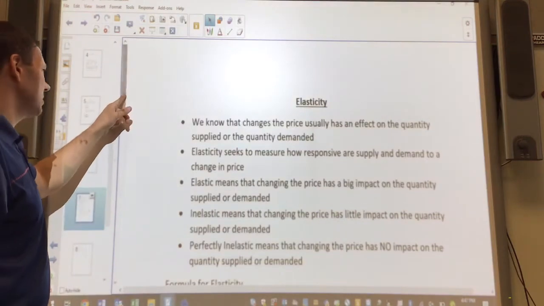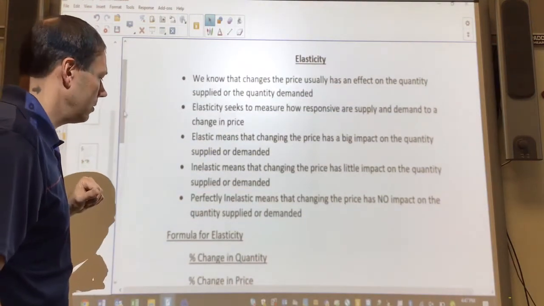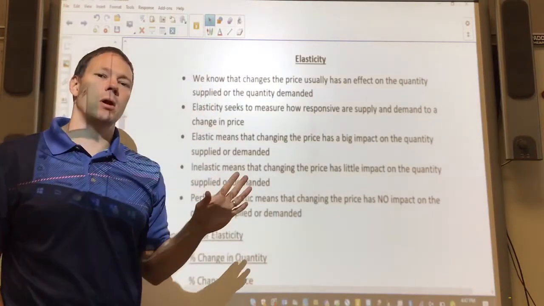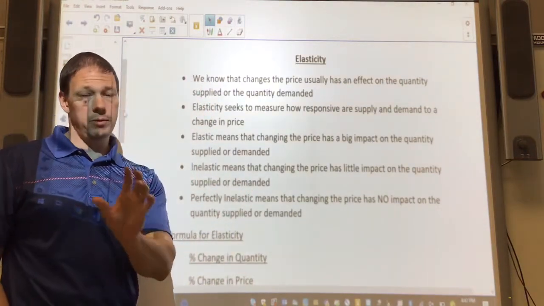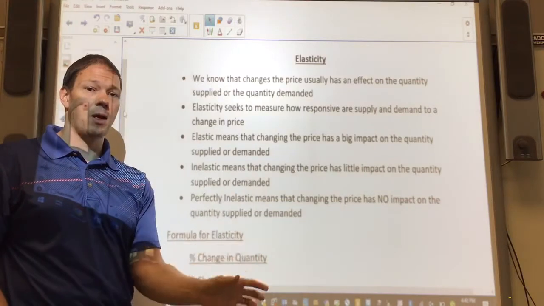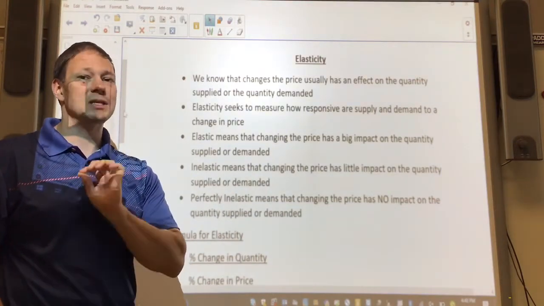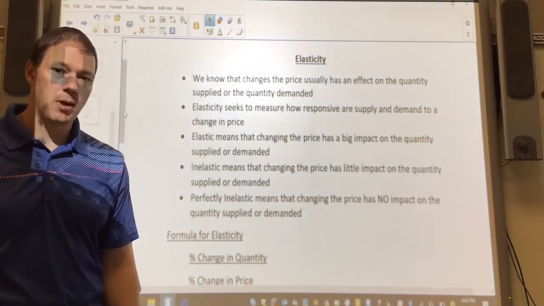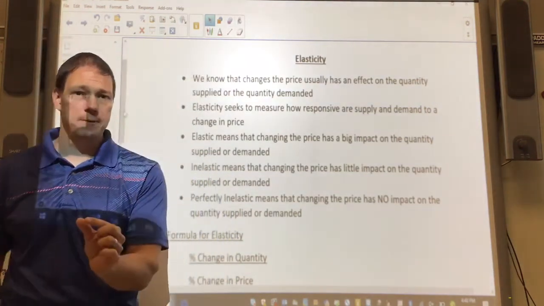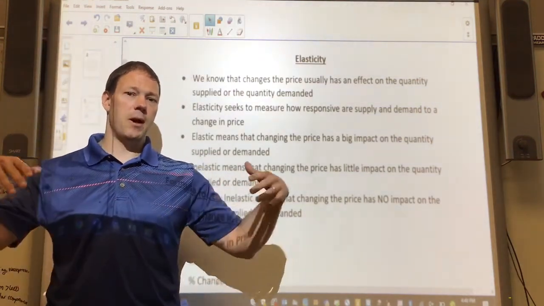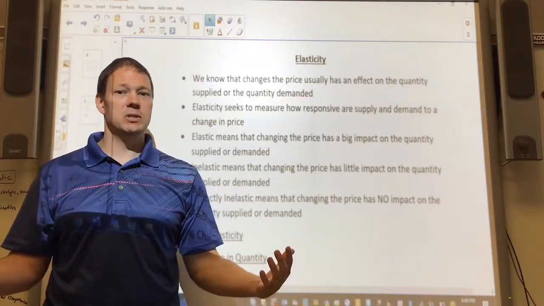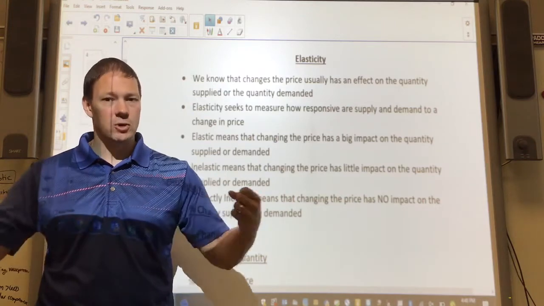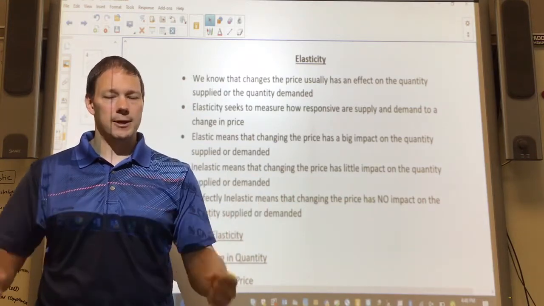All right, elasticity, the good stuff here, all the little math. So, elasticity in a nutshell. What are we talking about? We know that price affects quantity supplied and quantity demanded. The question is, how much does a change in price affect quantity supplied and demanded? Now, if you change your price a little bit and your quantity supplied or demanded changes a lot, you would say that's elastic. And it's very descriptive, right? Think elastic, it stretches. It's going to have a big impact.